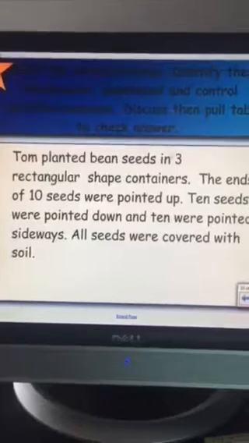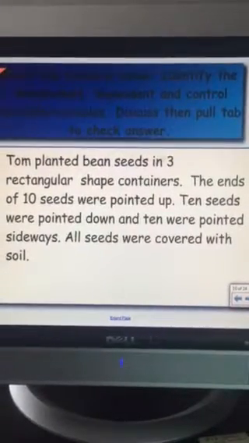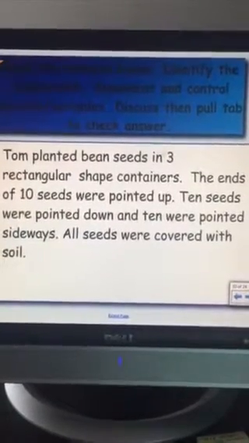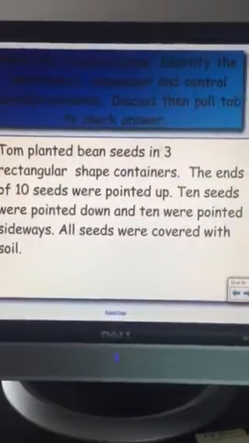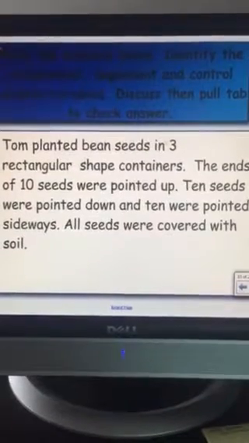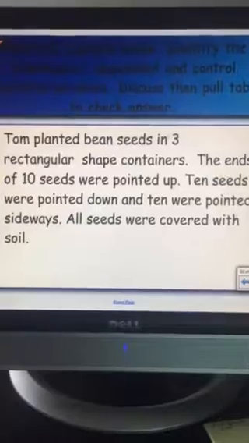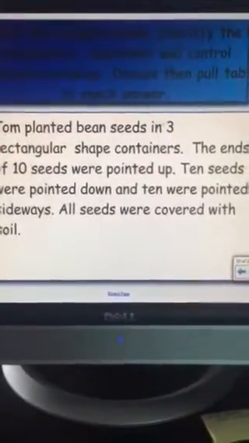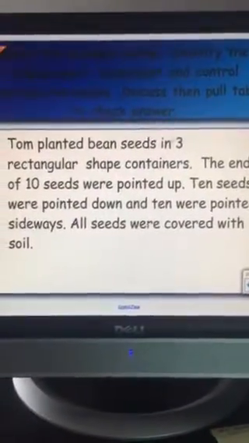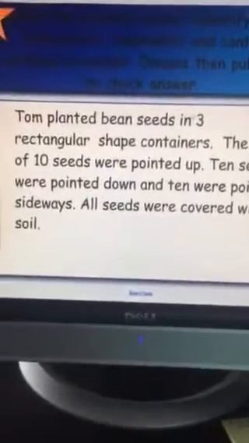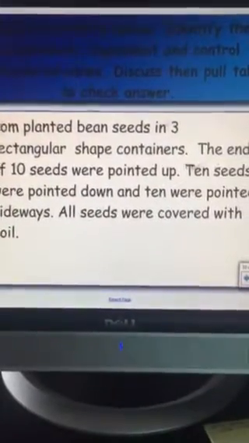Okay. In this experiment here, it reads, Tom planted bean seeds in 3 rectangular shaped containers. The ends of 10 seeds were pointed up, 10 seeds were pointed down, and 10 more seeds were pointed sideways. All the seeds were then covered with soil. So if we're looking at this experiment and trying to identify what Tom purposely did different in his experiment, what we can see is that Tom was changing the direction in which he pointed his seeds.